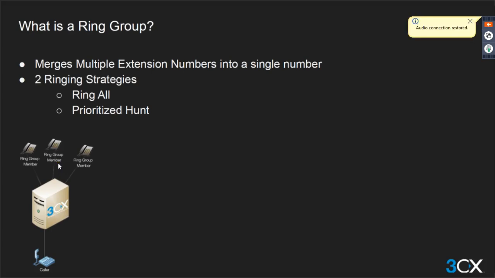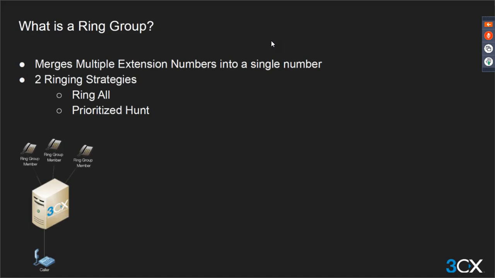By contact, for example, the sales department may have 5 people in it, and you want to ring all 5 of them. So you can effectively ring the ring group number which you have created, and that will reach all the people within that group. Now, ring groups have 2 different ringing strategies.